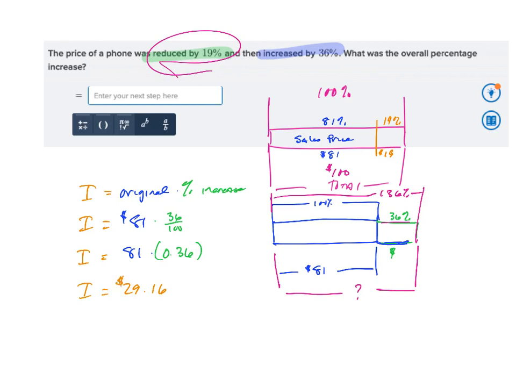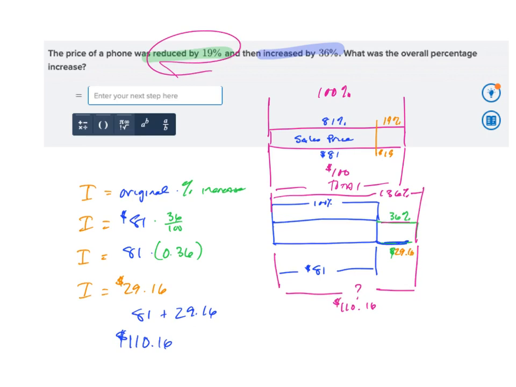That's how much this is going to increase. So this increased right here, $29.16. Now I have to add that to my $81. So I'm going to have 81 plus 29.16, which means my new price is going to be $110.16. So this is $110.16.